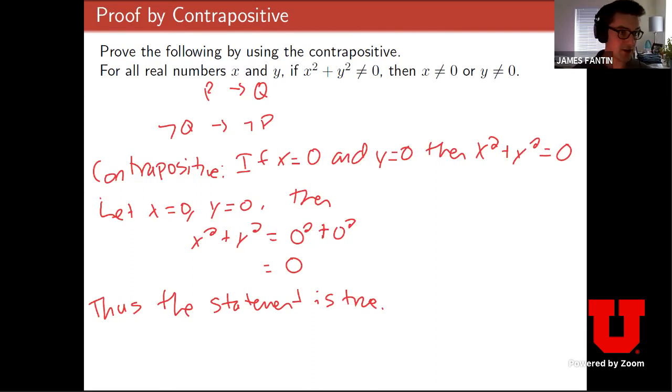So this problem is not too bad. But what I want you to notice here is how much easier the problem becomes if we look at the contrapositive versus a direct proof.